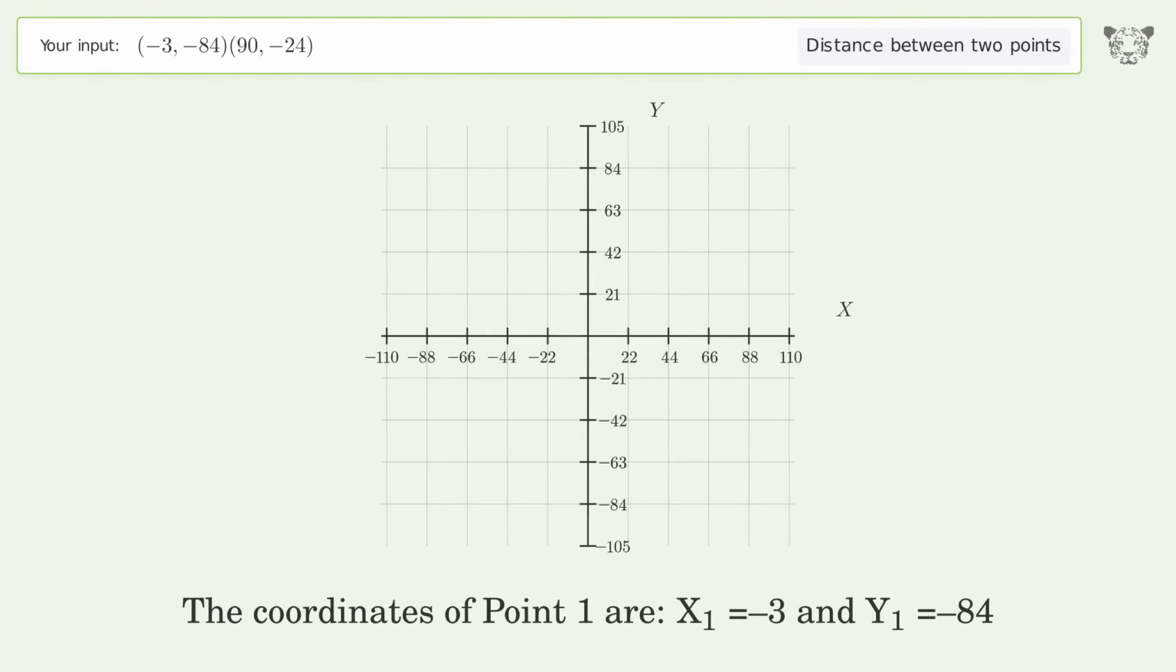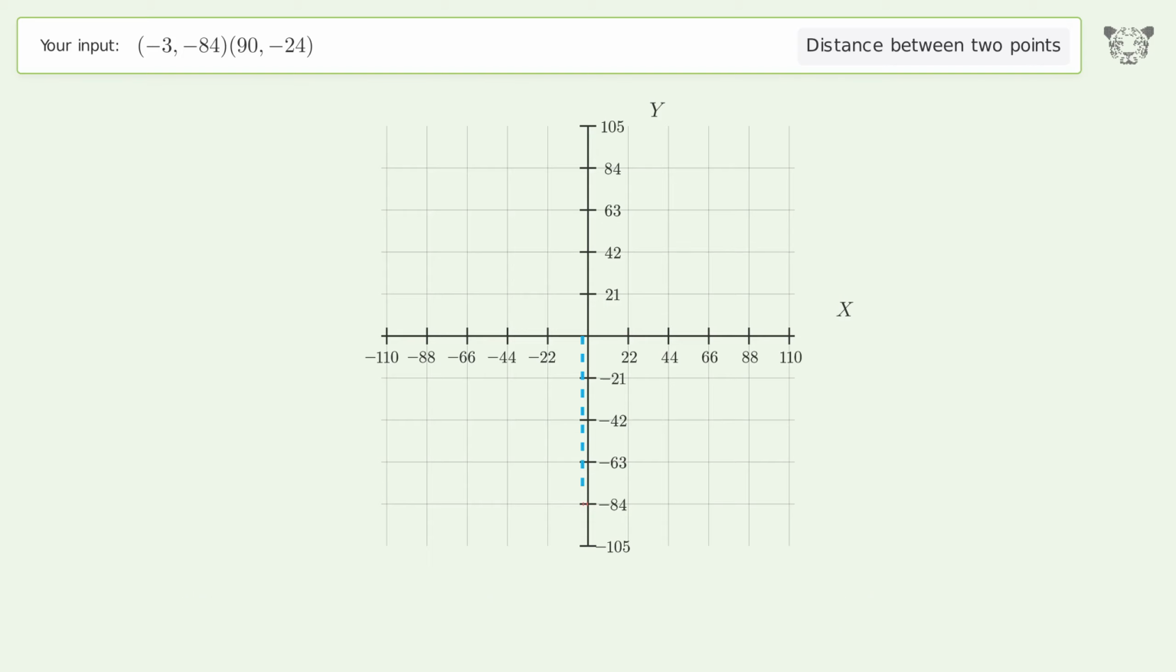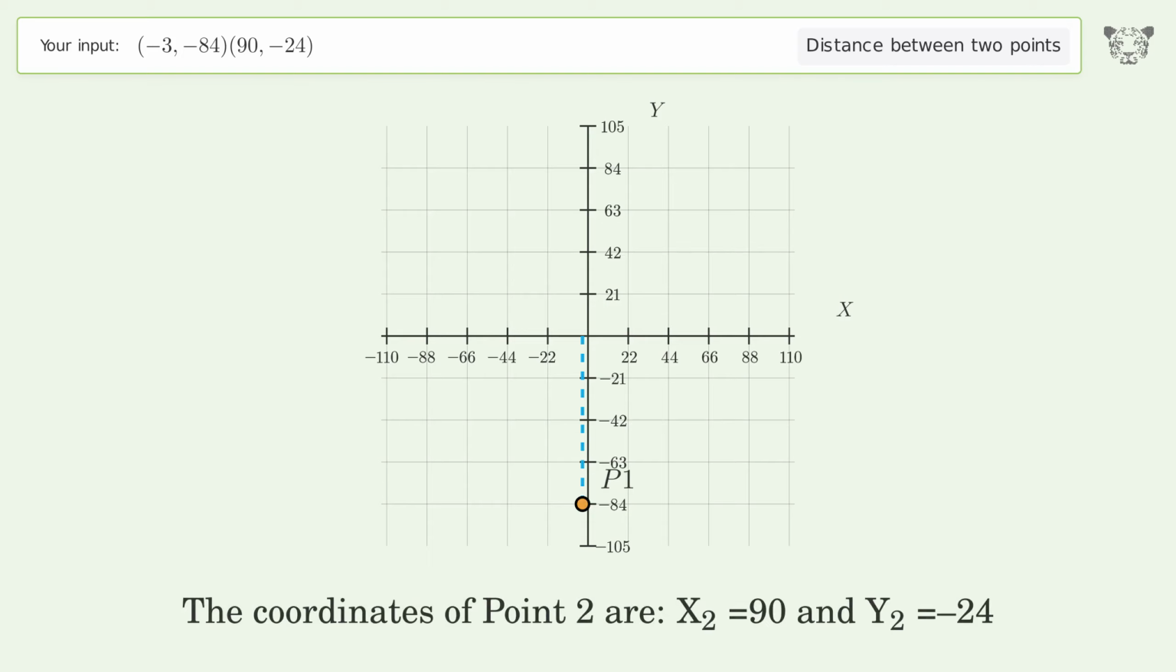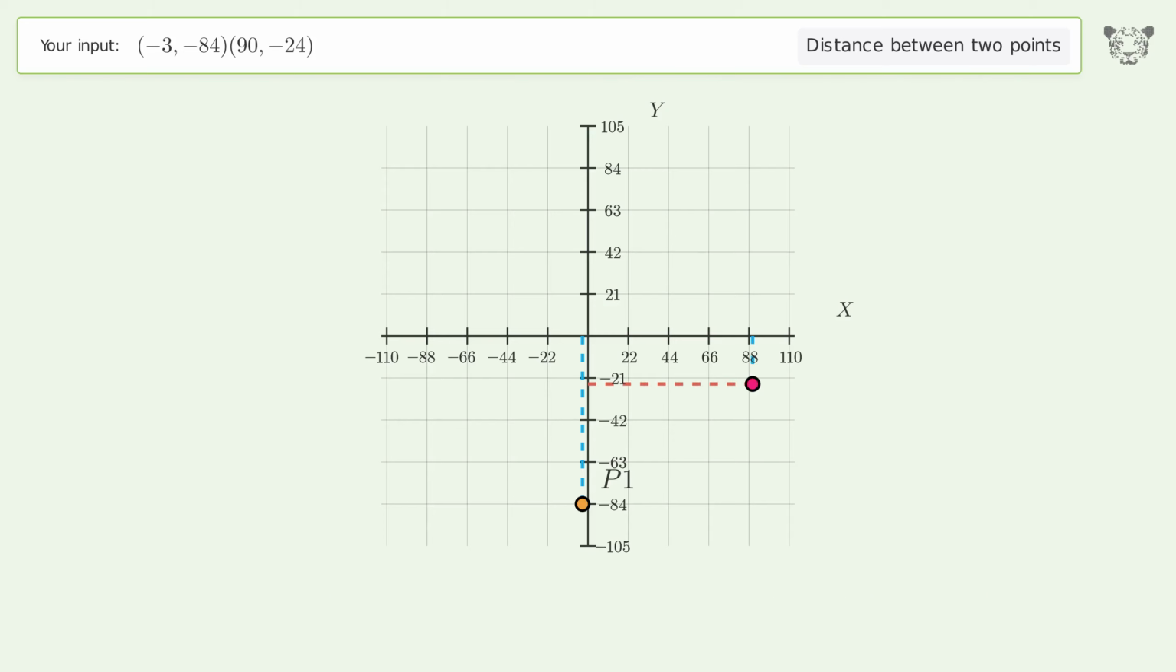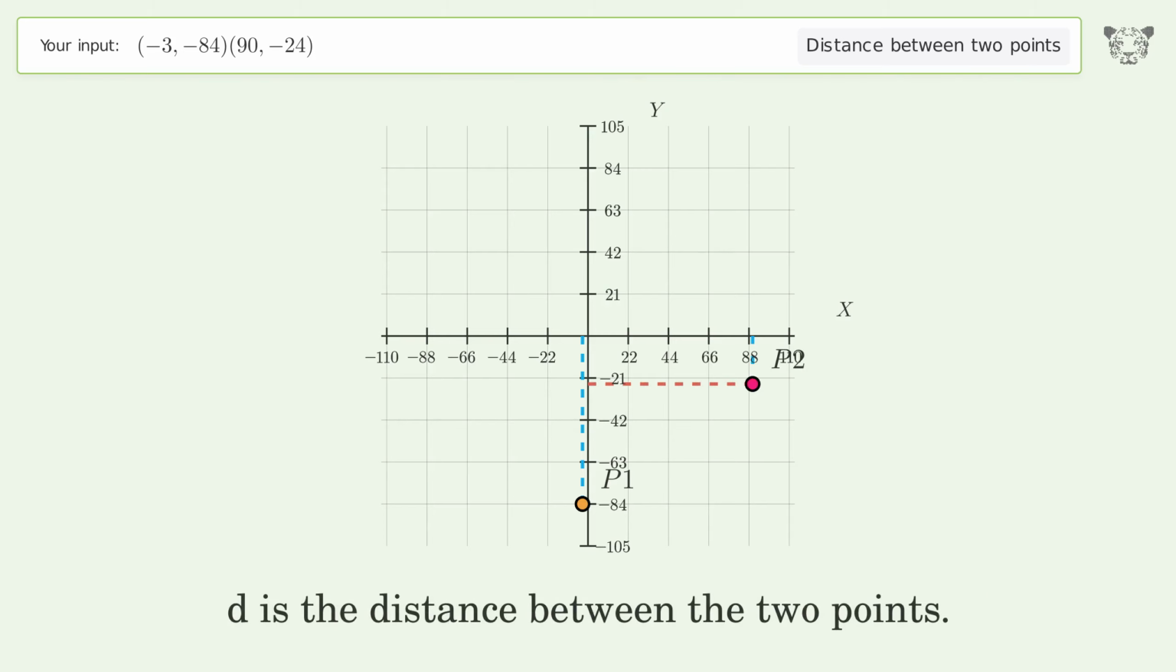The coordinates of point 1 are, x1 equals -3 and y1 equals -84. The coordinates of point 2 are, x2 equals 90 and y2 equals -24. D is the distance between the 2 points.